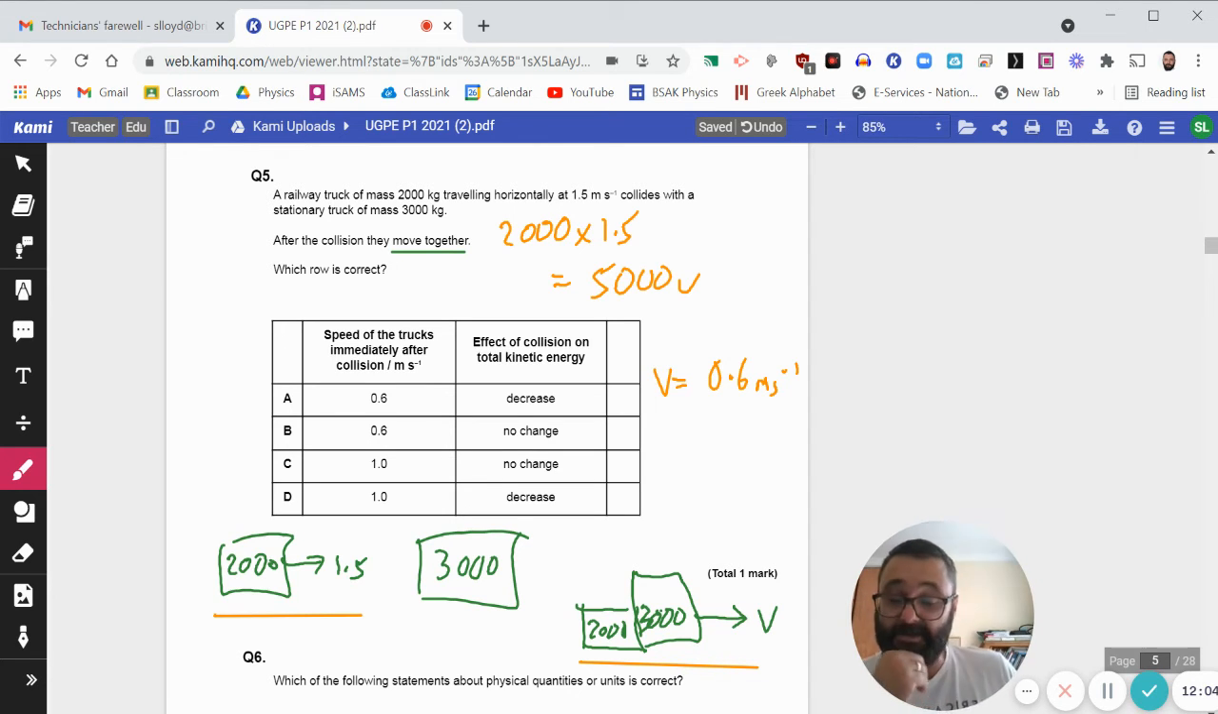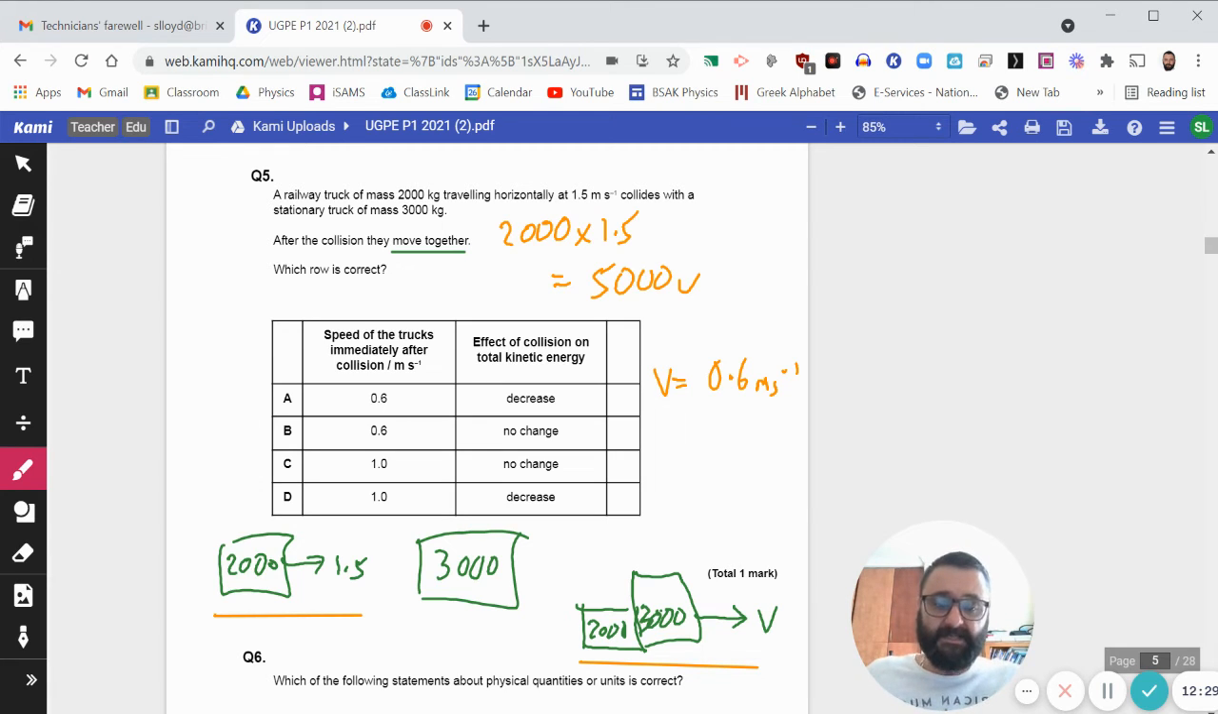Right, kinetic energy. Kinetic energy is only conserved in elastic collisions. You will only see no change in kinetic energy in a purely elastic collision. Now, elastic, you should have an understanding that if you have an elastic collision, things bounce.